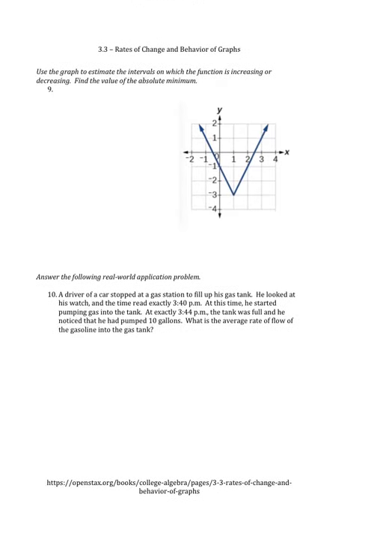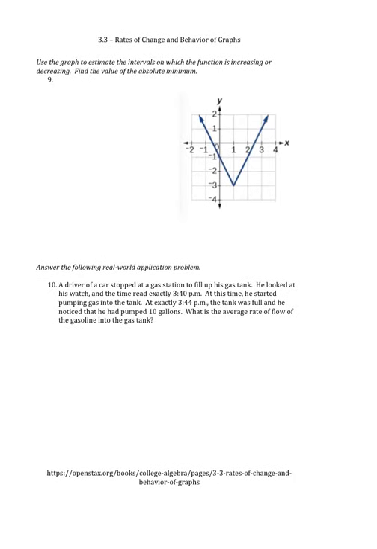Okay, let's look at number 9. So number 9, we're going to use the graph to estimate the intervals on which the function is increasing or decreasing, and then we're going to find the value of the absolute minimum. So that's different. The previous ones we found were the local min and local max. This is the absolute minimum, which means it is the absolute lowest point on the graph.